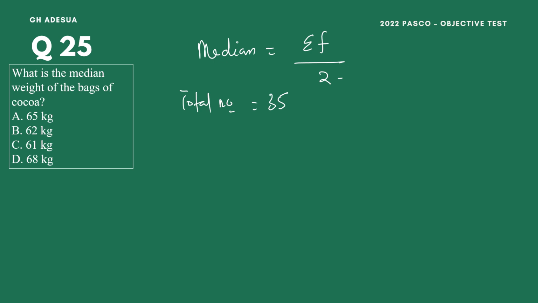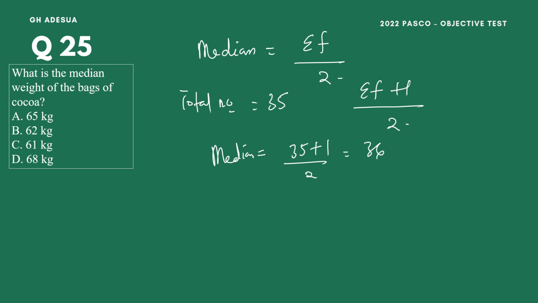So for this case, knowing that per our rule, when the number is odd, we add 1, so it becomes n plus 1 over 2. So in here, our median will now be 35 plus 1 over 2. That's 36 over 2, and this is going to give us 18. So that means the median will be the 18th term.